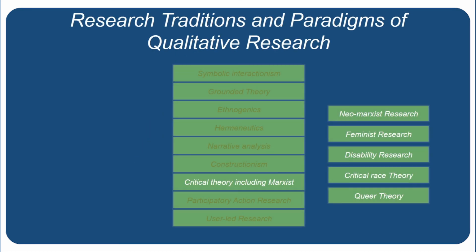There is another kind of tradition which is called critical theory. So, in critical theory, there are other kinds of sub-branches like feminist research, Marxist research, disability research, critical race theory and queer theory. So, all these theories question the traditional wisdom and traditional conceptualization of society, gender, classes, and other aspects of the society.